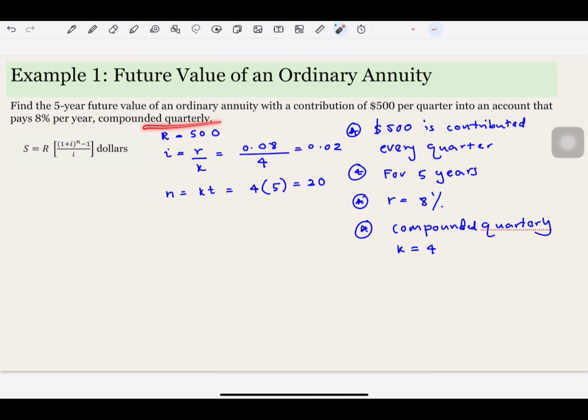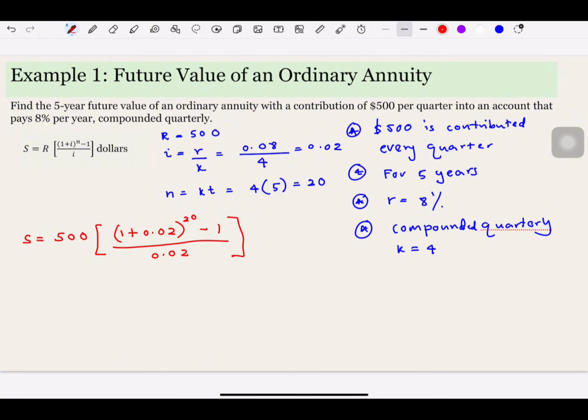So now we have all the variables. Now you have to plug those numbers into this formula to get the future value. So S means you have to plug these numbers. I'm going to take this over here and plug these numbers in. Okay, I missed 500. So this is 500 times 1 plus i, which is 0.02, to the power 20, minus 1, divided by 0.02.